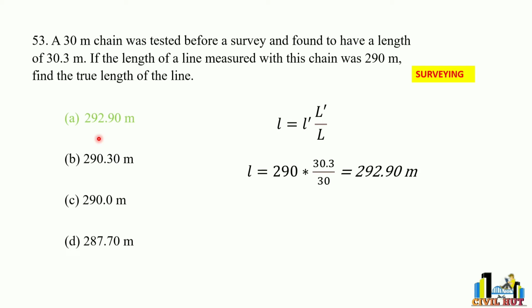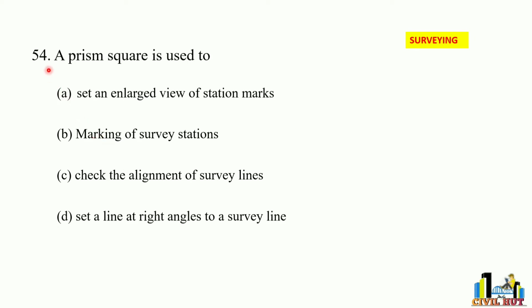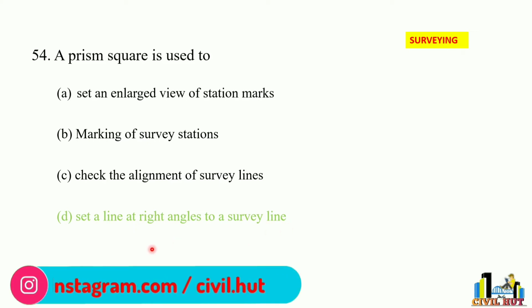Next question is: a prism square is used to A. Set an enlarged view of station marks, B. Marking of survey stations, C. Check the alignment of survey lines, D. Set a line at right angles to the survey line. This is from surveying. Our answer is to set a line at right angles to the survey line. Prism square is used to set a line at right angles to the survey line.